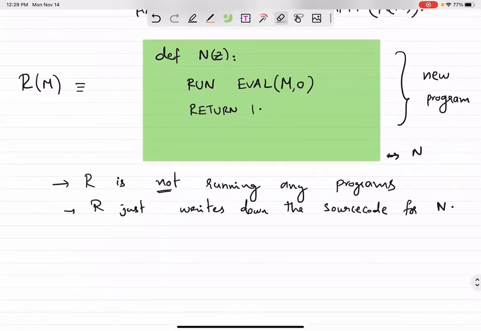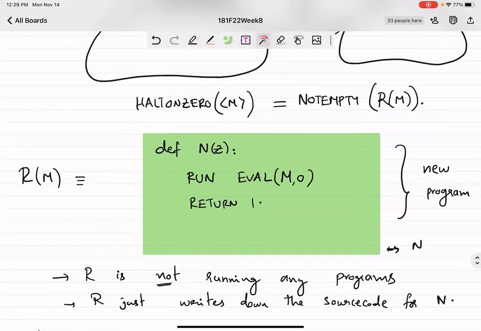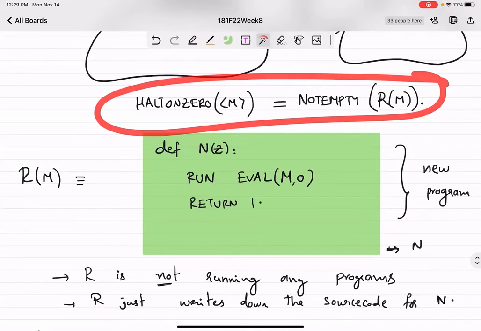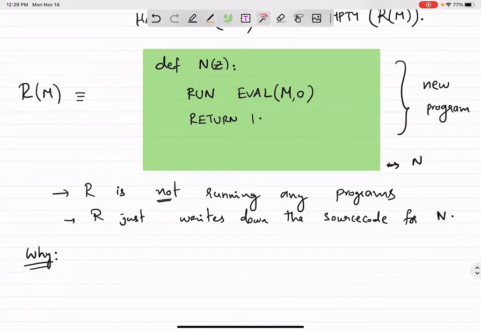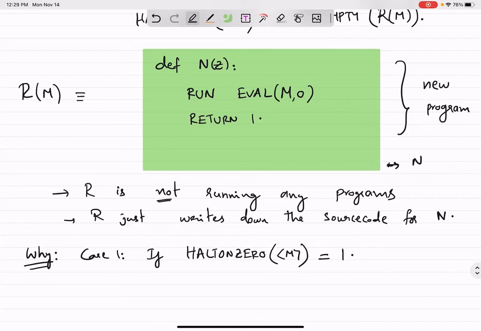And let's check why this is a valid reduction. Why is this valid? Meaning we have to check why it satisfies this equation, if at all. You can pretty much always check it by case analysis. So let's do a case analysis. Case 1: if halt on 0 of M equals 1, meaning the input program M does in fact halt on 0.